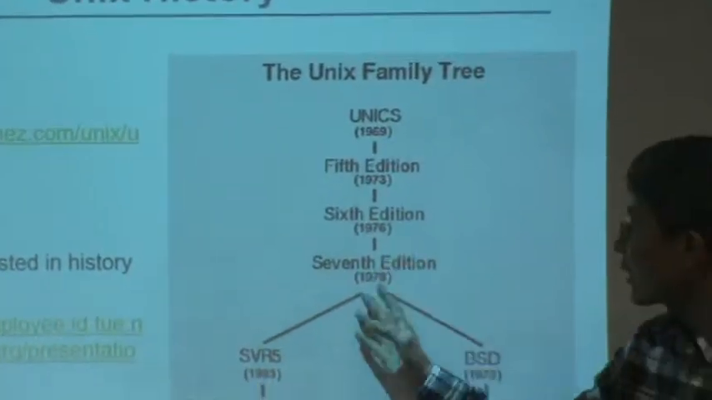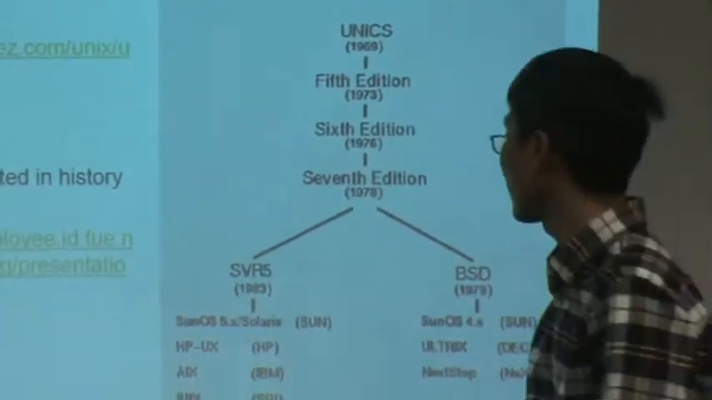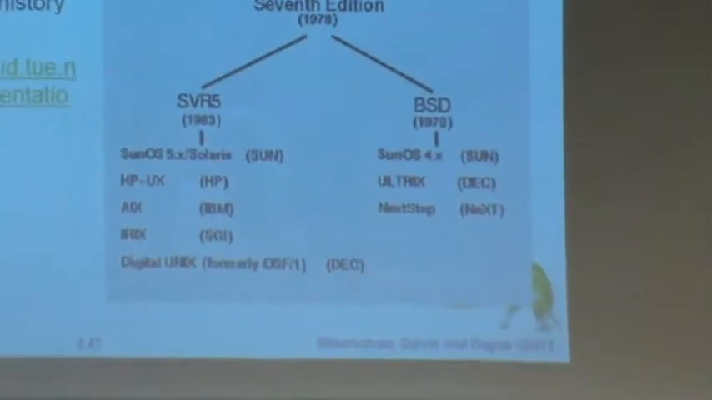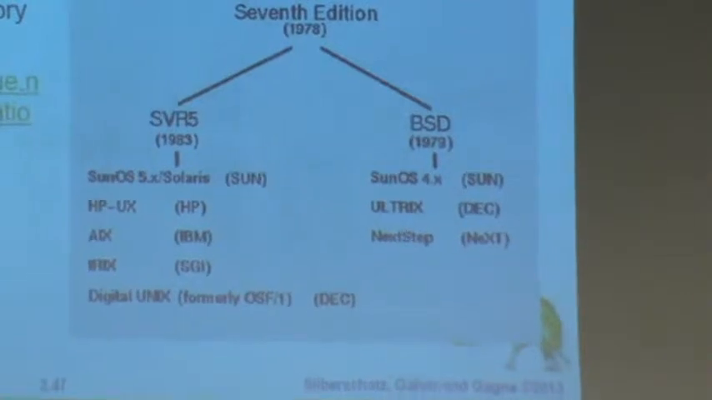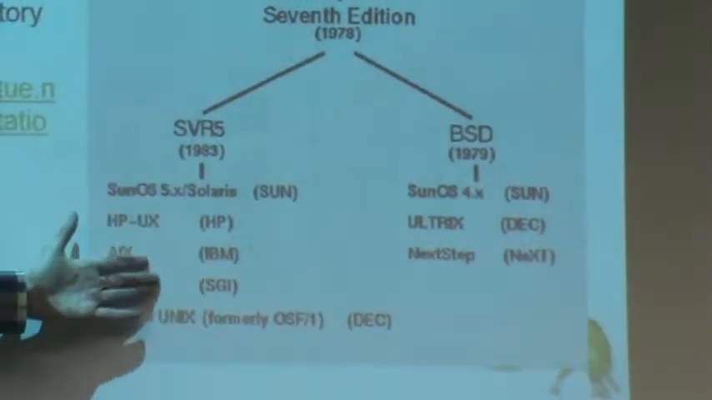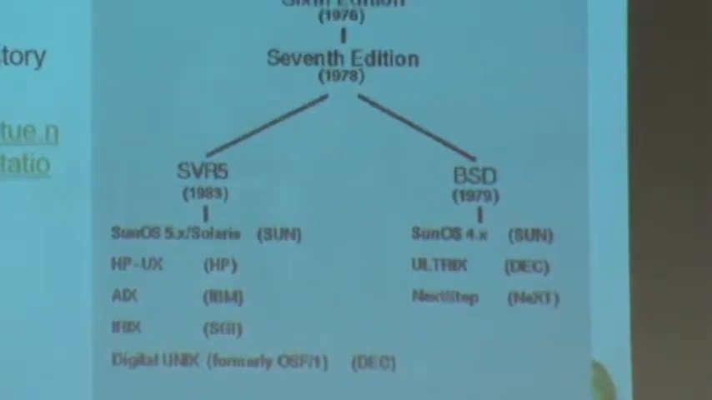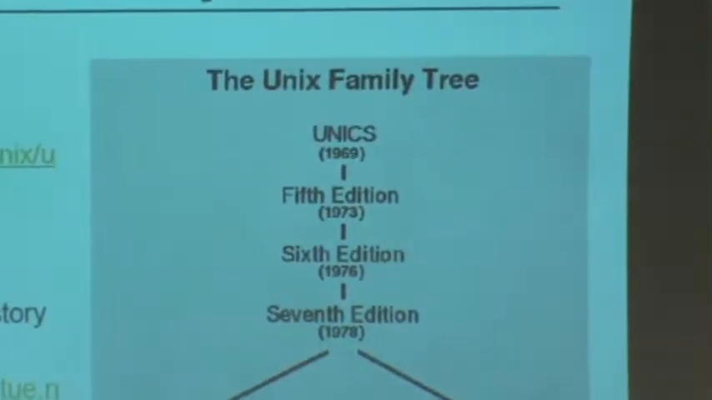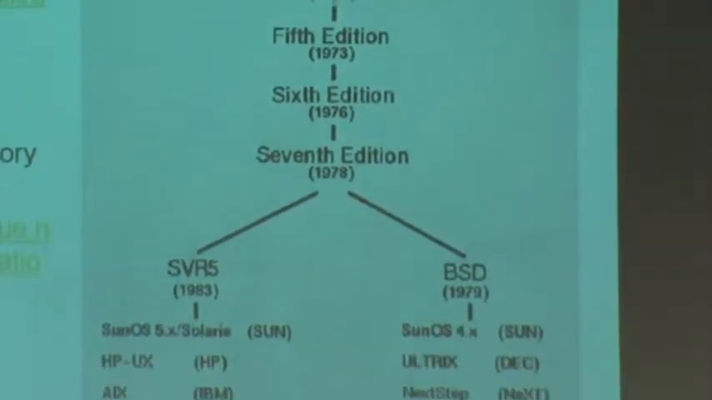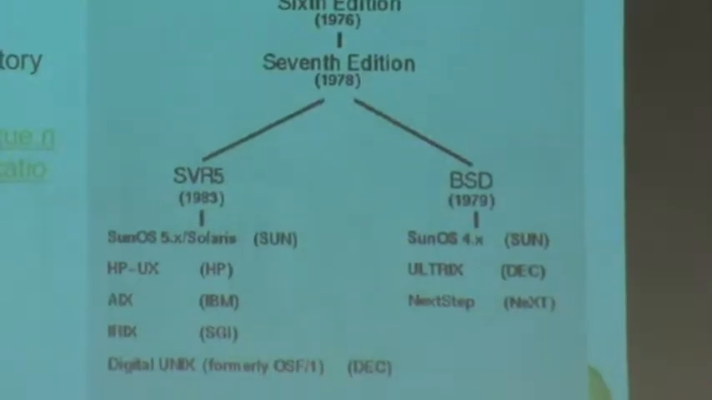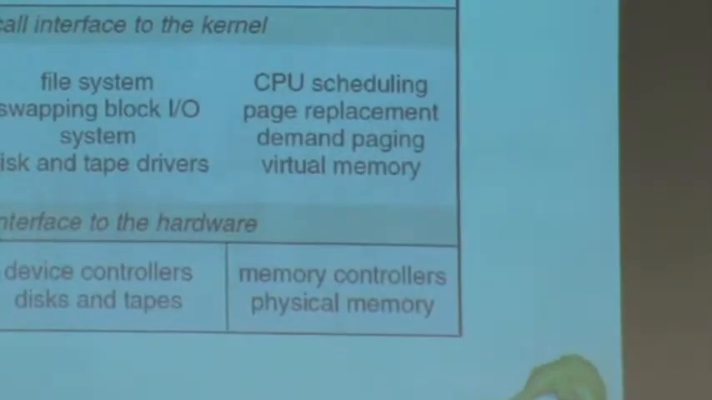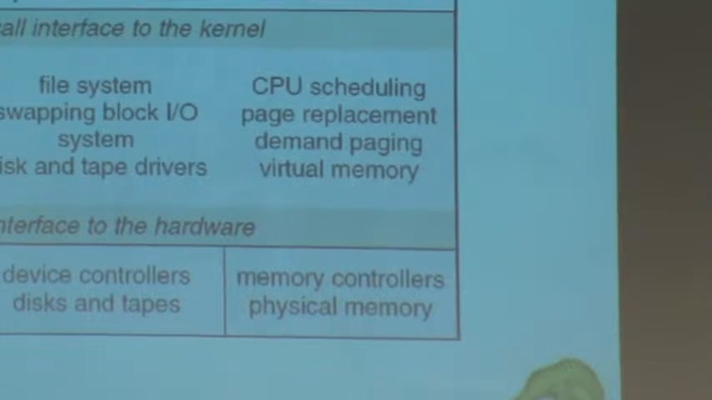But mostly it can be classified into the System V or the BSD, Berkeley Unix system. Most Linux systems can be classified into two. Each group is sometimes comparable, sometimes not, but it's mostly classified into two groups. The System V version includes SunOS mostly, and BSD, the old SunOS or some other.